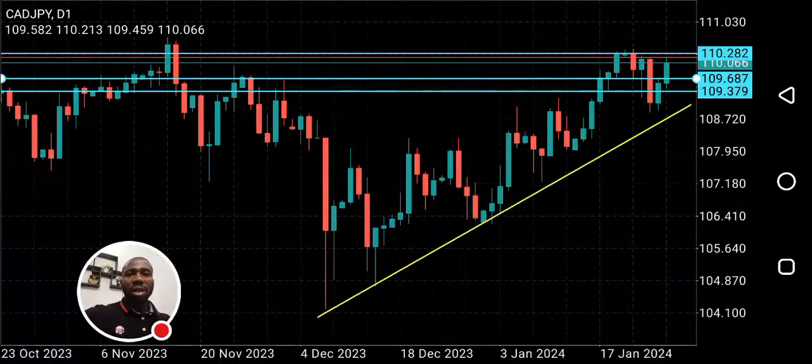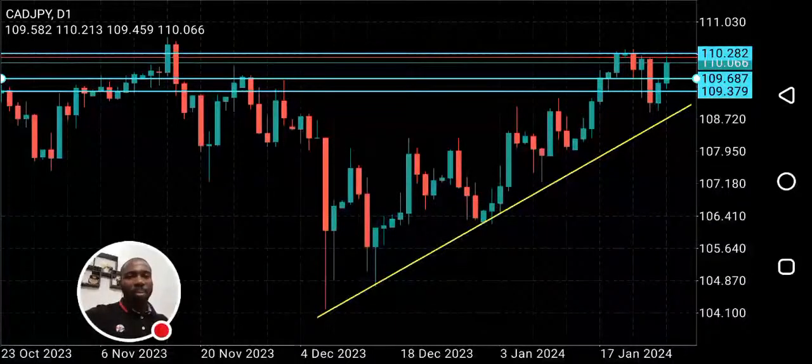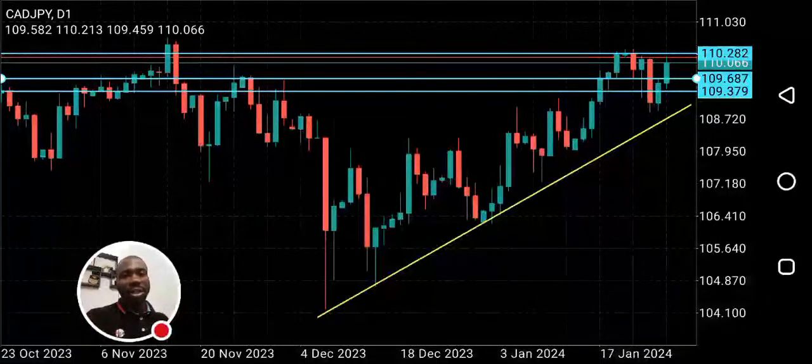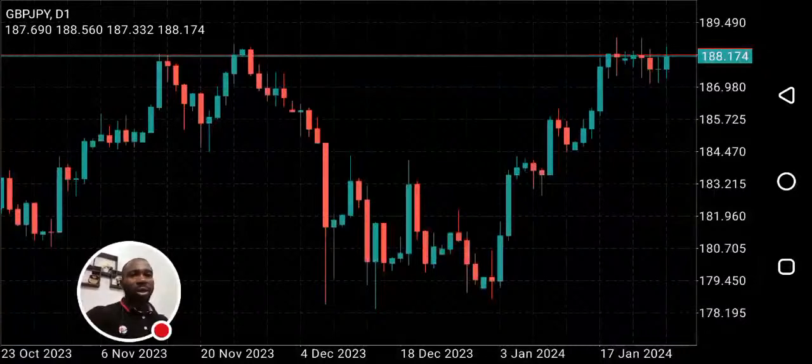GJ should be positively correlated with UJ card JPY. Okay, they are correlated. If we go to GJ, we would have a similar pattern on GJ. Let's just see GJ. We have a similar pattern. So you can see what we have on GJ. Similar pattern.